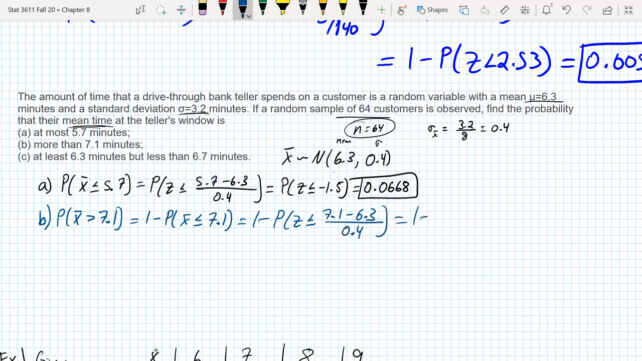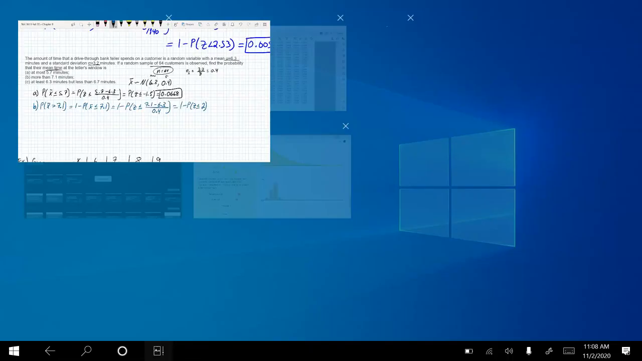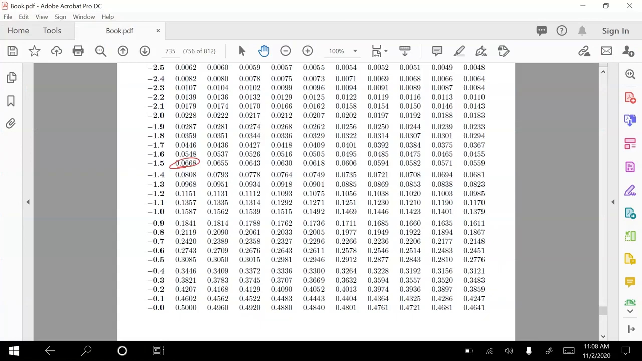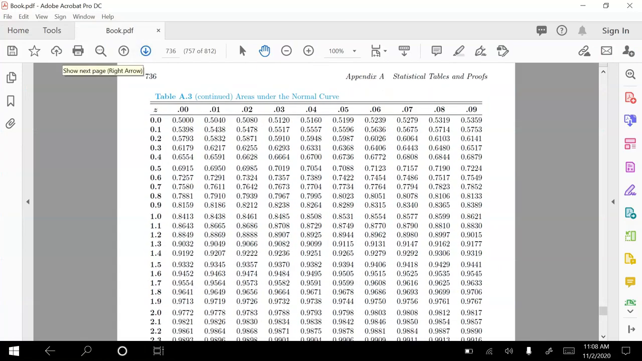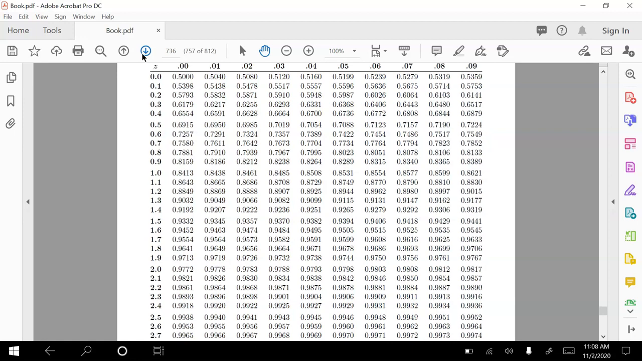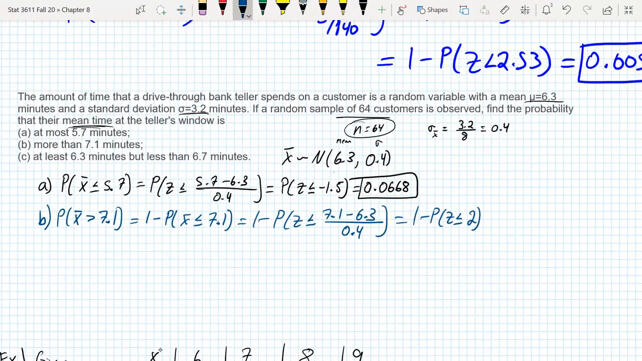So we have 1 minus the probability, got my calculator ready to go. 7.1 minus 6.3 is 0.8 divided by 0.4. That is 2. 1 minus the probability that z is less than or equal to 2. Oh, that's about 97%, but let's double check here. Where's 2? We're going to need to go to the positive side of the normal table. 2.0 is 0.9772 right there. We want 1 minus that though, right? 1 minus 0.9772 is equal to 0.0228.